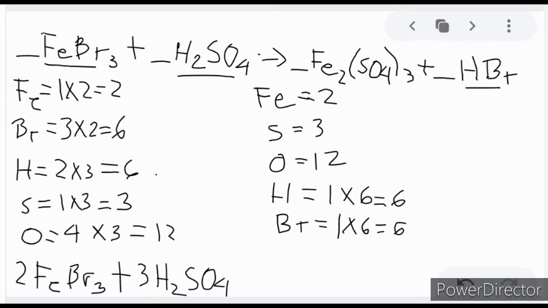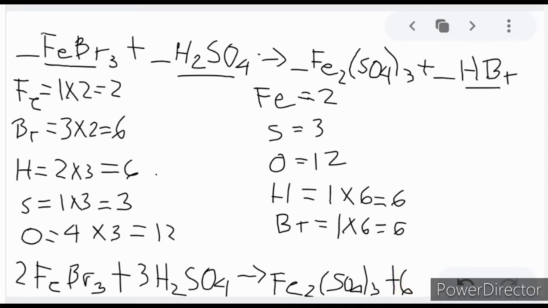Then it yields 2. So we don't multiply anything on FeSO4. So we just simply write it as what we see on the equation. So Fe2, then SO4, then times 3. And we multiply 6 on HBr.